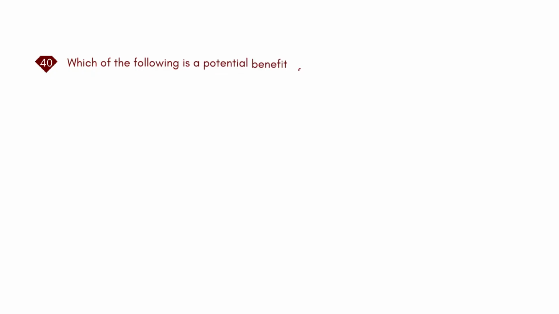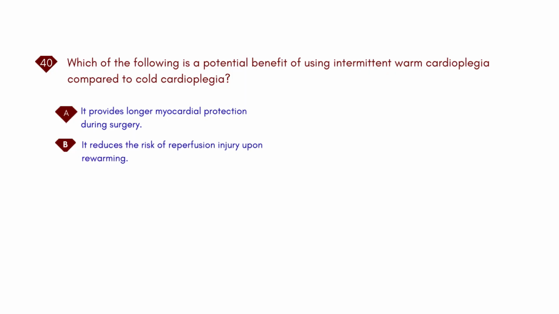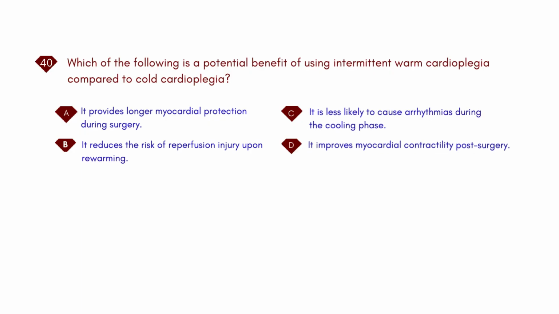Which of the following is a potential benefit of using intermittent warm cardioplegia compared to cold cardioplegia? A. It provides longer myocardial protection during surgery. B. It reduces the risk of reperfusion injury upon rewarming. C. It is less likely to cause arrhythmias during the cooling phase. D. It improves myocardial contractility post-surgery. Answer: B. It reduces the risk of reperfusion injury upon rewarming.